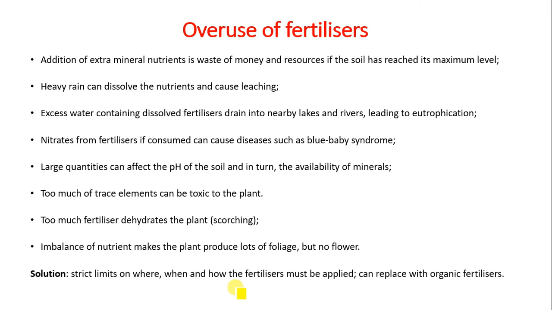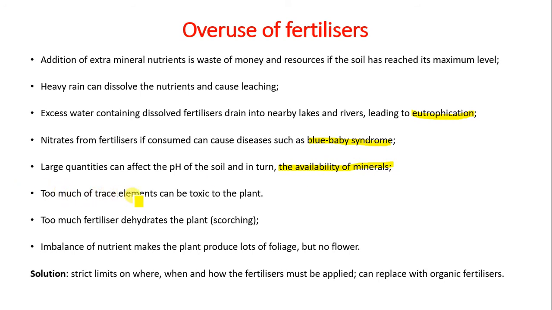Now, overuse of fertilizers, where you add extra mineral nutrients, is a waste of money and resources if the soil has reached its maximum level. So heavy rain can dissolve the nutrients and cause leaching. Now, excess water containing dissolved fertilizers drains into nearby lakes and rivers, therefore leading to eutrophication. Now, nitrates from fertilizers, if consumed, can cause diseases such as blue baby syndrome. Large quantities can affect the pH of the soil and in turn the availability of minerals.